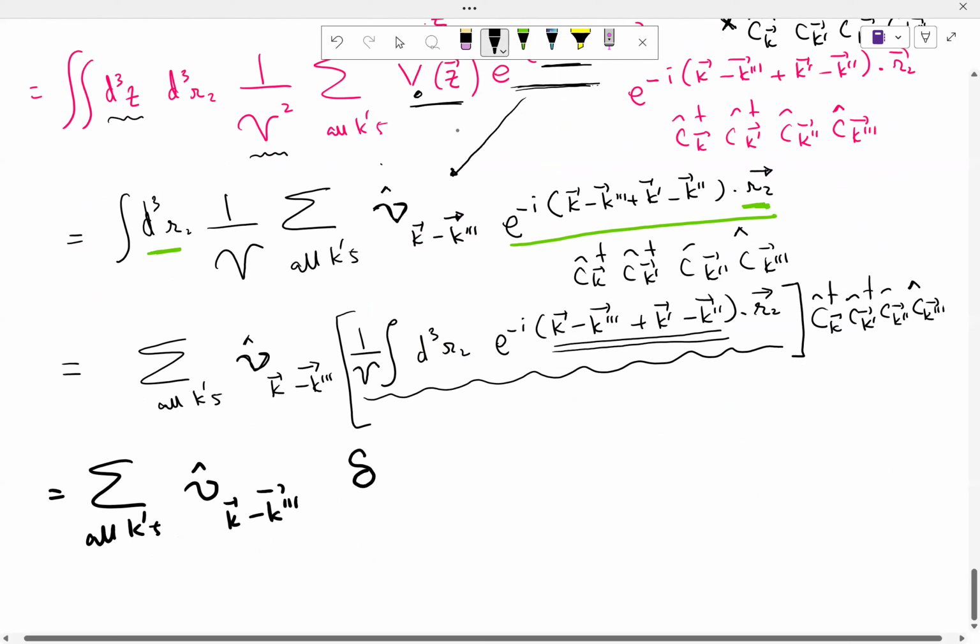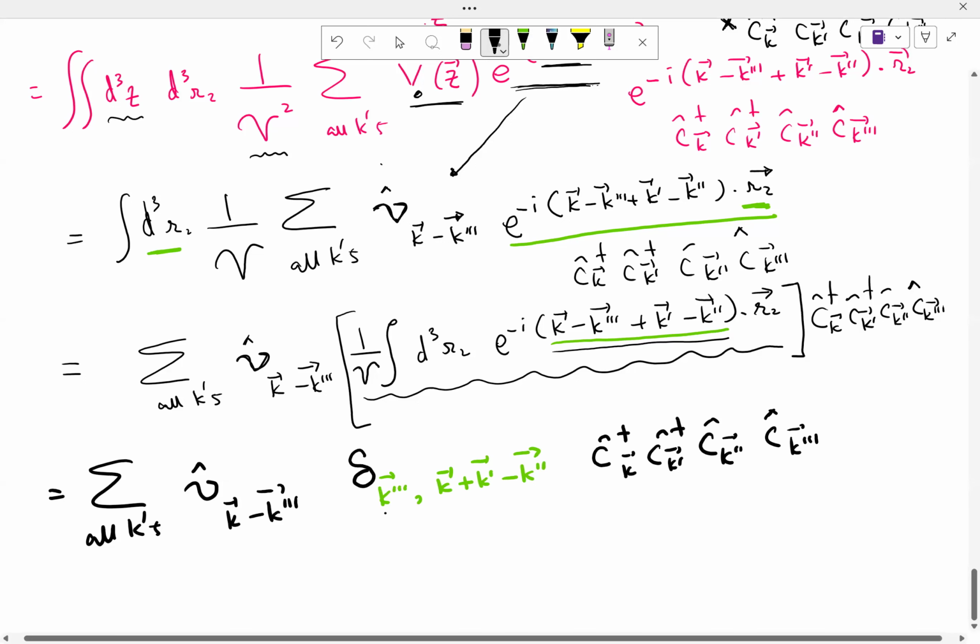Now I express that Dirac delta function as, so the Kronecker delta function imposes that this combination has to be 0. So I express this as k triple prime is equal to k plus k prime minus k double prime, followed by c k prime, c k triple prime.